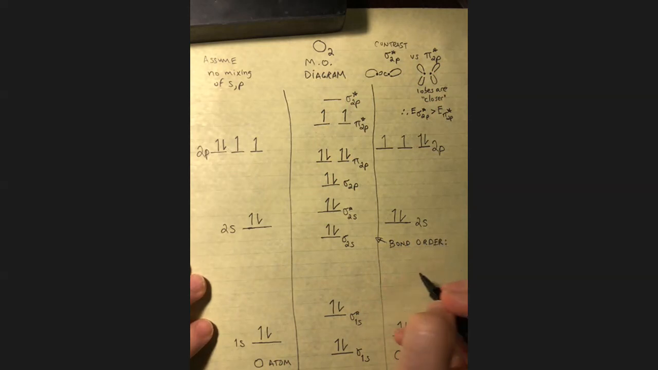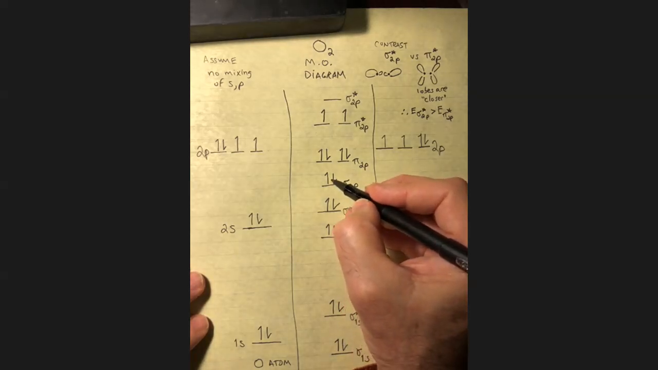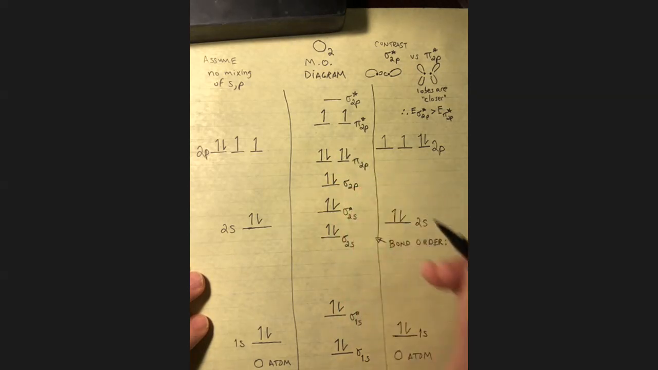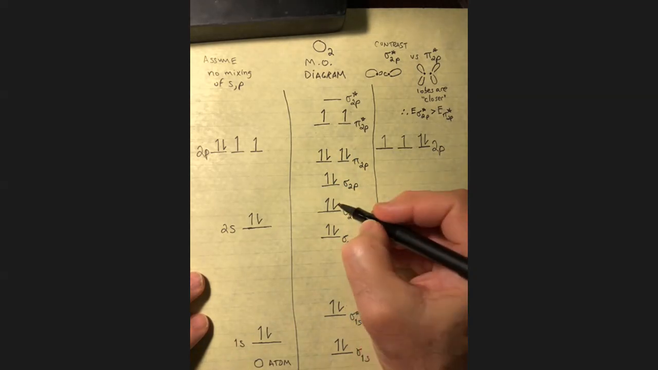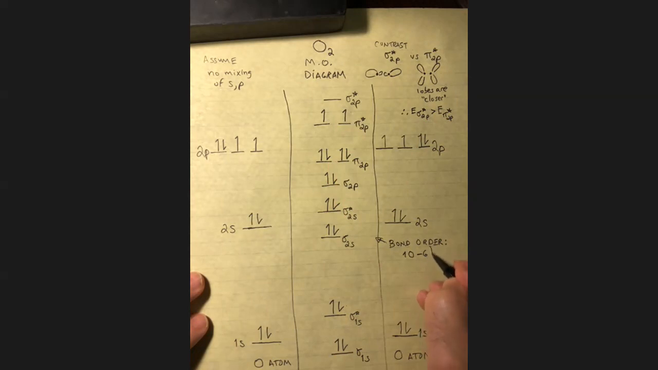Remember that we said the bond order is the number of electrons in bonding orbitals, so that'll be 2, 4, 6, 8, 10, minus the number of electrons in anti-bonding orbitals. So that's 2, 4, 6, divided by 2, and that equals 4 divided by 2, which is 2.